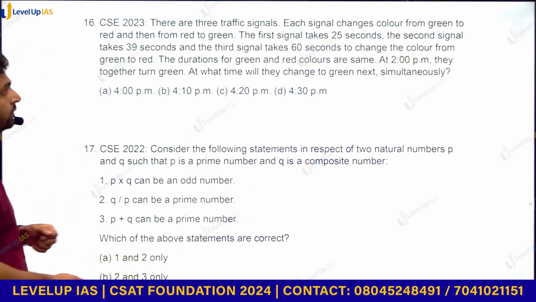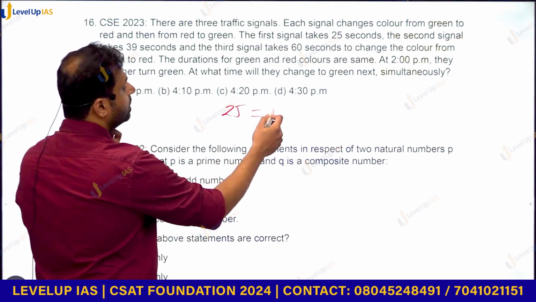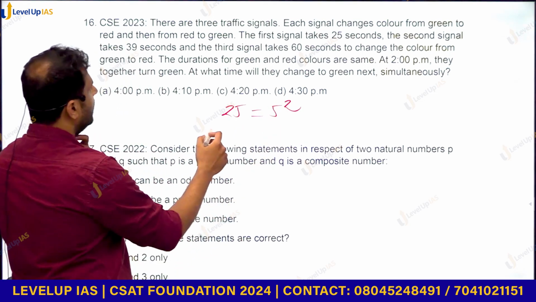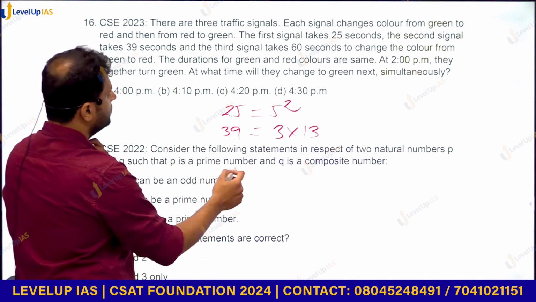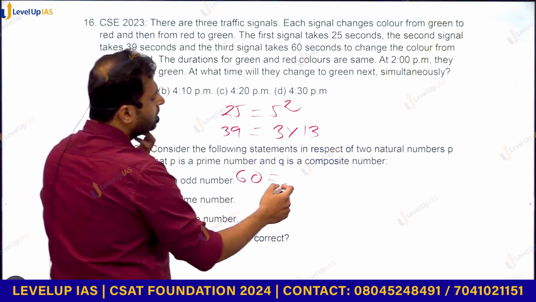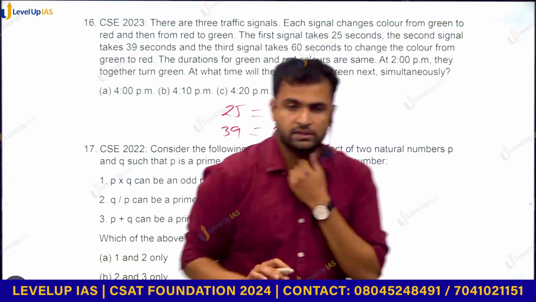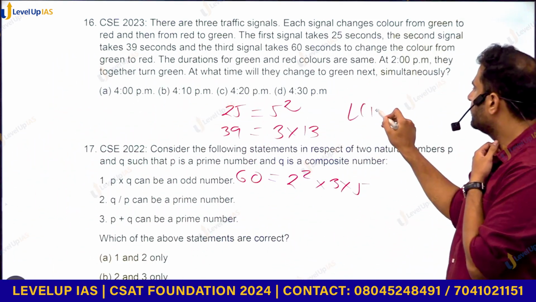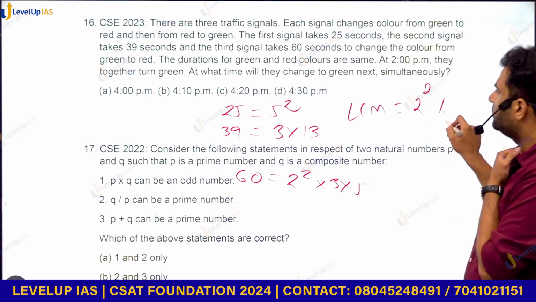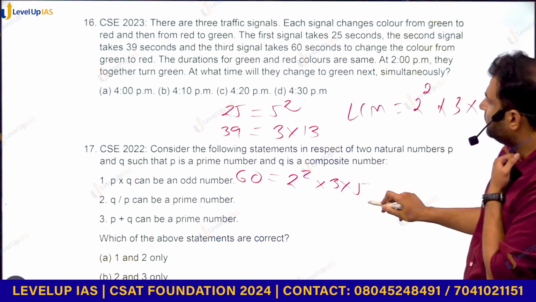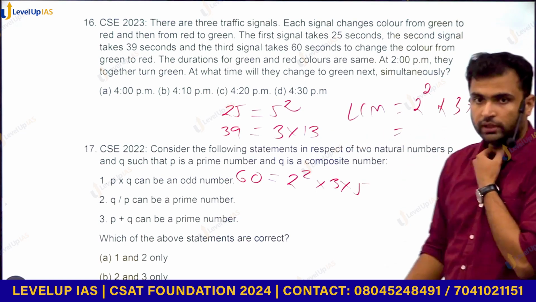I don't know if you are aware of how to calculate LCM, but let us see. We can take 25 as equal to the prime factorization 5 square. You have 39, which is 3 into 13, and you have 60, which is 2 square into 3 into 5. This is the prime factorization. And what is the LCM? LCM is equal to, we take the maximum power of 2, which is 2 square, the maximum power of 3, which is 3, the maximum power of 5, which is 5 square, and the maximum power of 13, which is 13. This is the LCM, right?